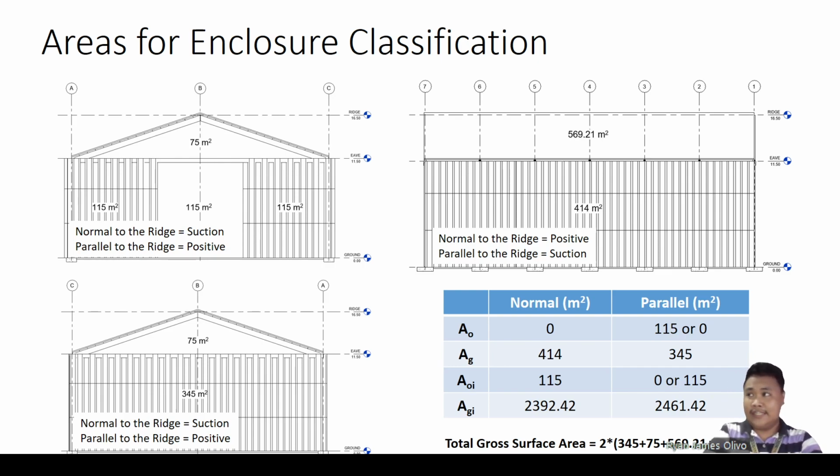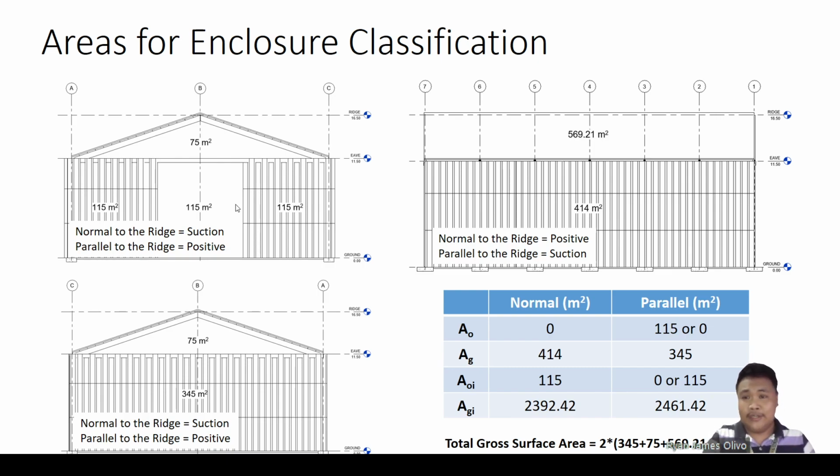AO means it is the area of opening in which that area receives positive pressure, meaning that when the wind blows, it will enter that opening, that is AO. Then AG is the gross area in which that opening is located. For example, in this example, the gross area is 115 times 3, and that equals 345.